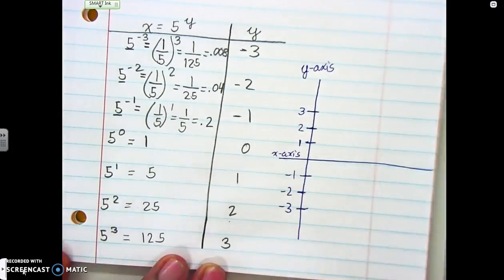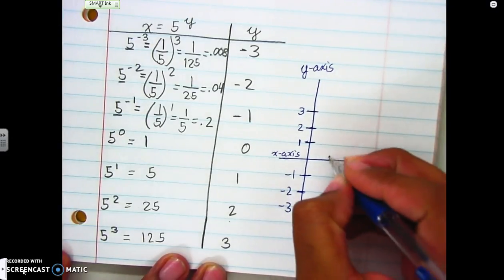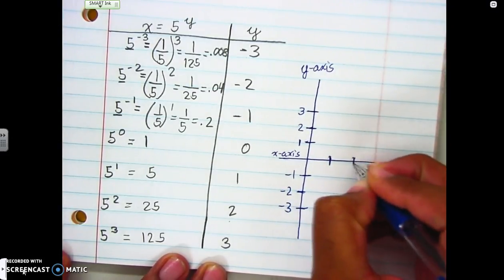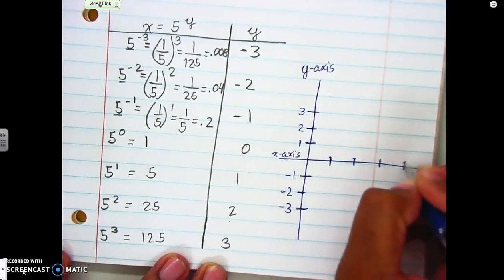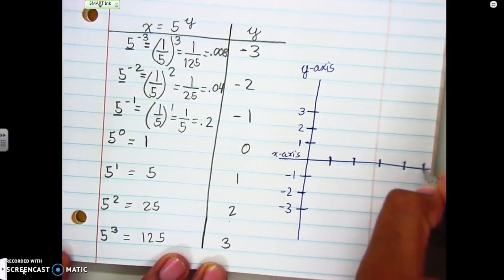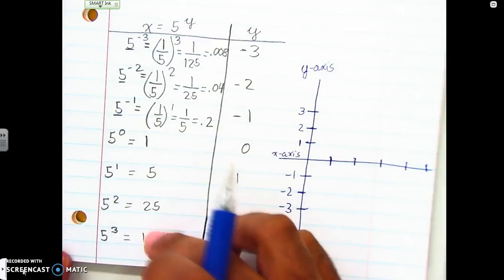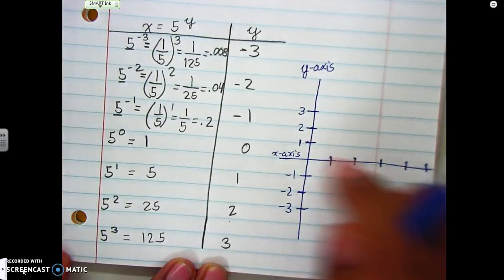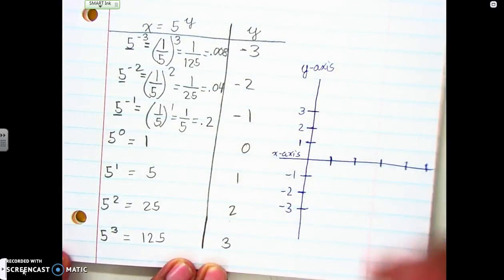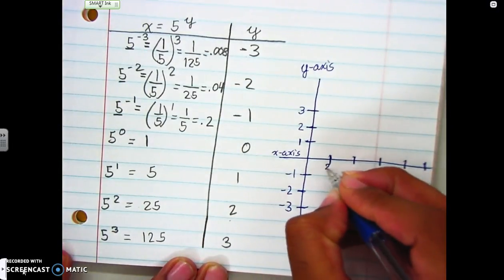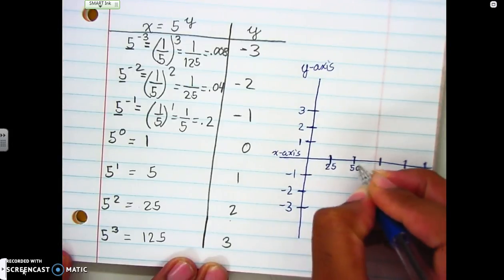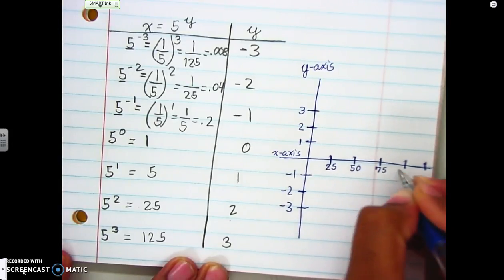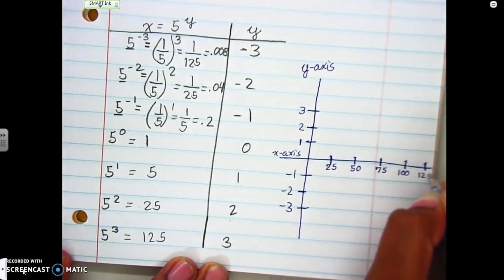So that means when we do this, we're going to have to go by big numbers here to be able to get up to 125. So I'm going to go by 25s here because all my numbers here are getting pretty big quickly. So our x values are now here that are big numbers, and these are our y values, which are the smaller ones. So I'm going to do 25, 50, 75, 100, and 125.